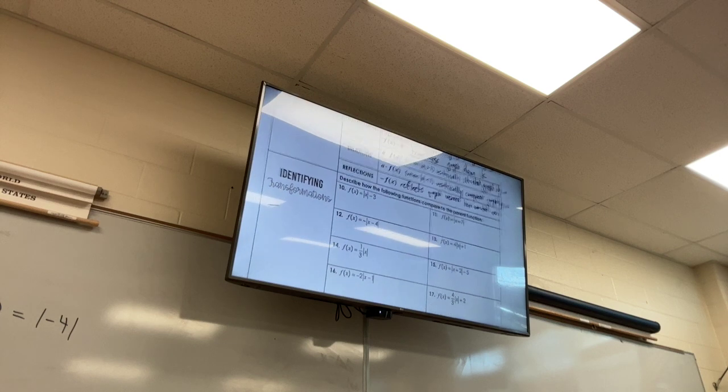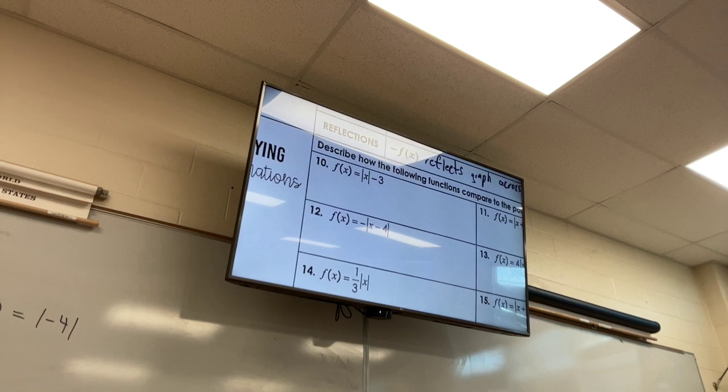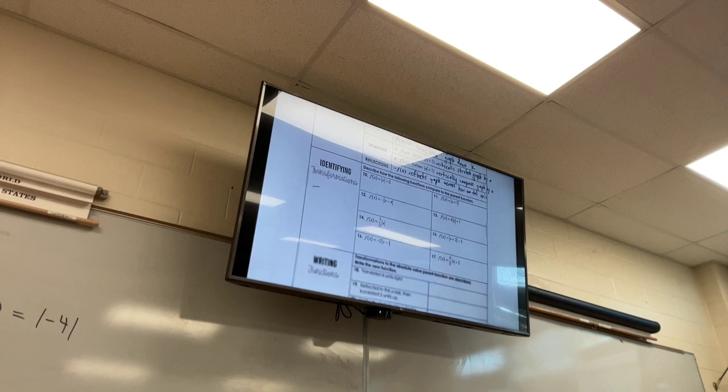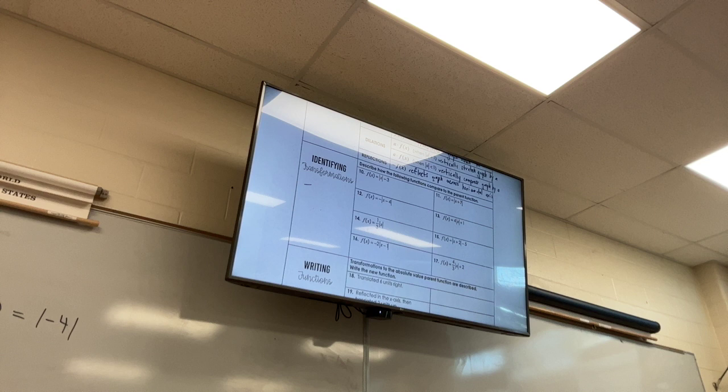So let's look at example 10. F of x equals the absolute value of x minus 3. First of all, looking at all of these, all 8 of them, what's my parent graph that I start from? My parent graph. Absolute value of x. Yeah, f of x equals absolute value of x.